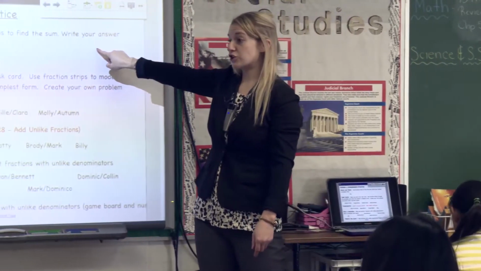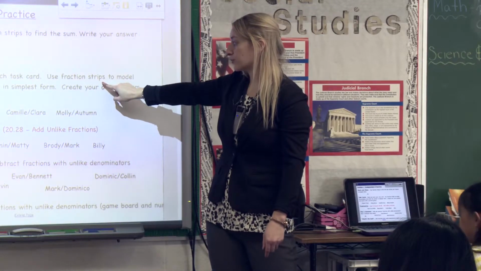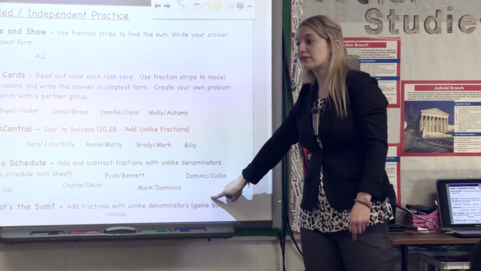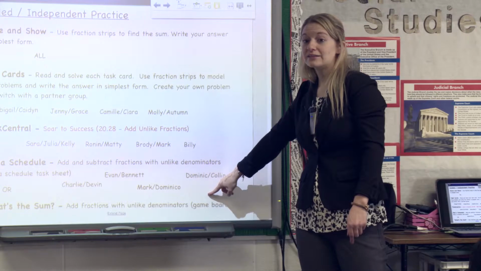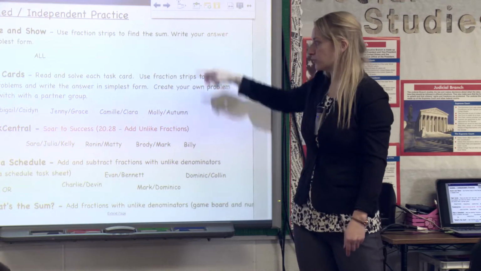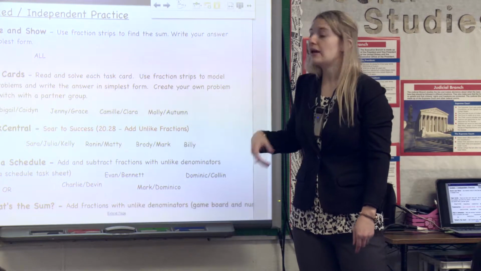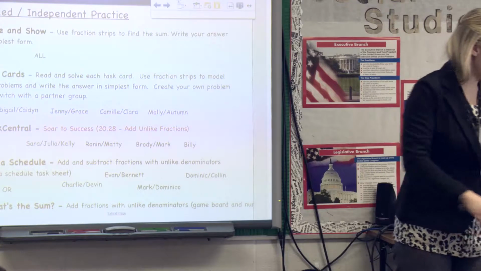You're working on the share and show. Show me what you know on the back. Some groups are working on task cards. Some are working on planning a schedule or the what's the sum. You may choose. There's also a new enrichment task about musical notes. You may choose what you want to do. I'm going to have some people come back and work with me and then maybe do this sort of success. All right, I'm going to come around and okay you to move on.